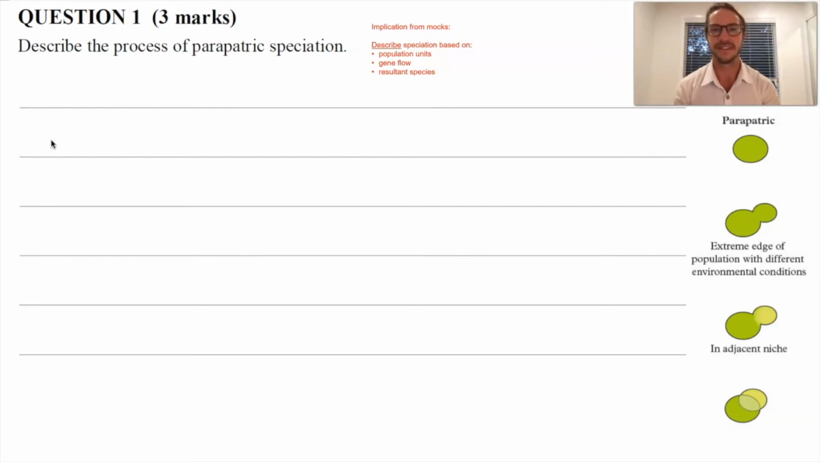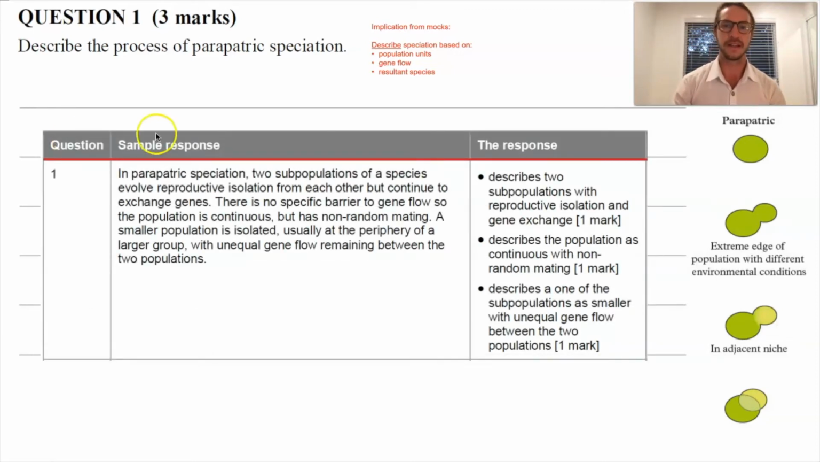Okay, hopefully you've come up with a smashing answer. This is what QCAA says. You get a mark for saying there are 2 subpopulations where there's reproductive isolation, and you get a mark for saying there may be some kind of mating that occurs here, but it's pretty random and it's not continuous, it's not even. In fact, it's so uneven that this is a smaller population, and we know small populations are more susceptible to genetic drift, thinking back.